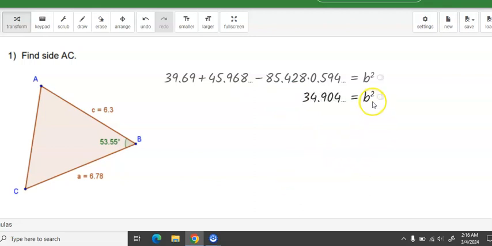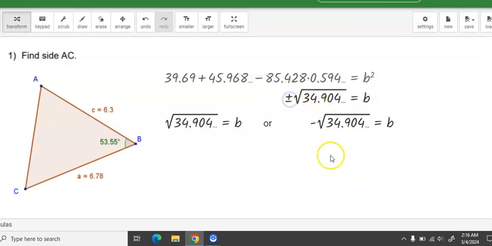And then if I do the square root of both sides, there are two answers, positive and negative. Obviously, we're looking for a length, so the negative answer is not possible. So hopefully you and your group got an answer of approximately 5.908 for the value of B.